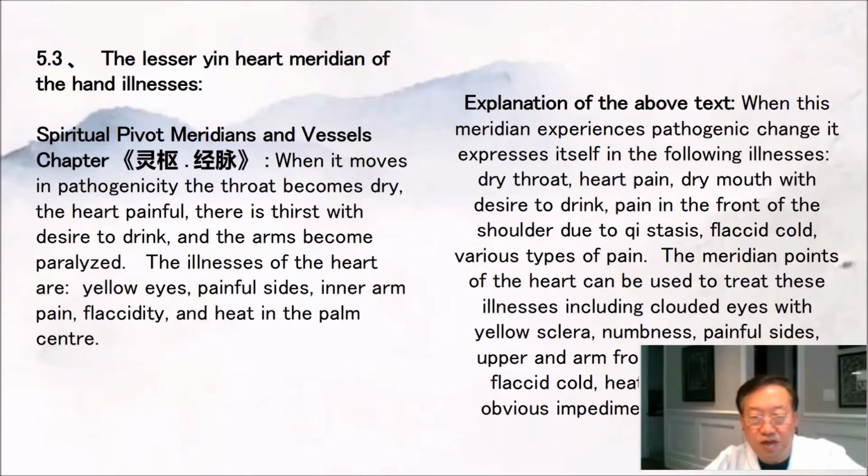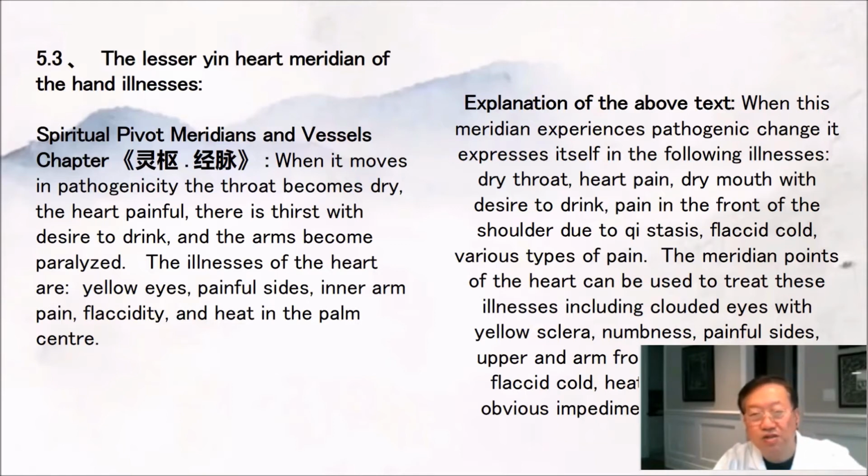The lesser yin heart meridian of the hand illnesses. The Spiritual Pivot, Meridians and Vessels chapter says, when it moves in pathogenicity, the throat becomes dry, the heart painful, there is thirst with desire to drink, and the arms become paralyzed. The illnesses of the heart are yellow eyes, painful sides, inner arm pain, flaccidity, and heat in the palm center.